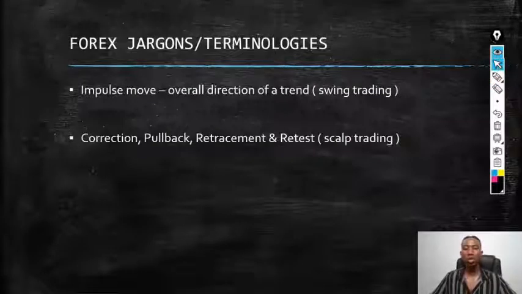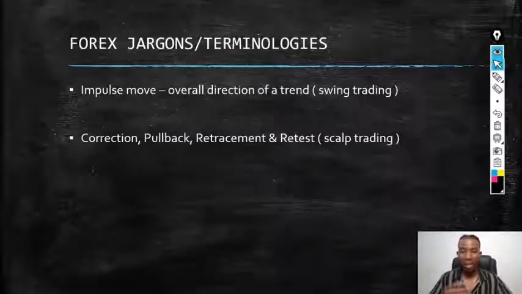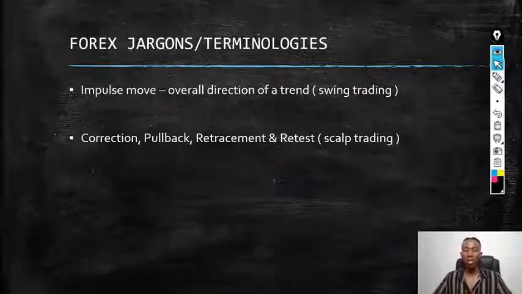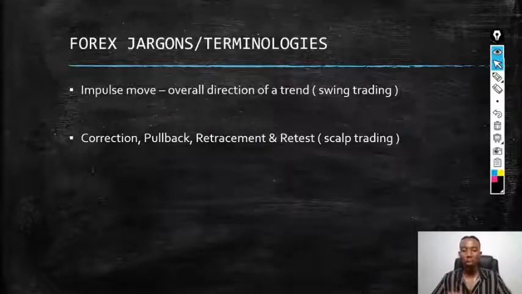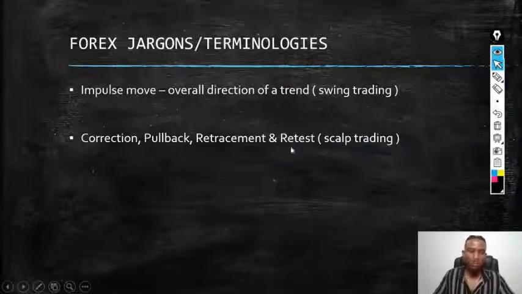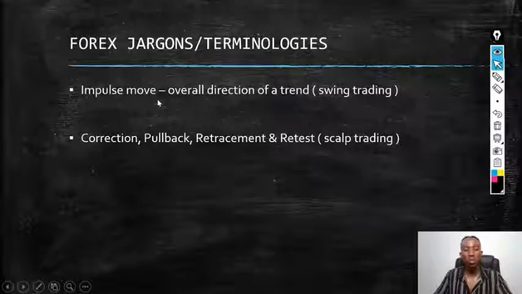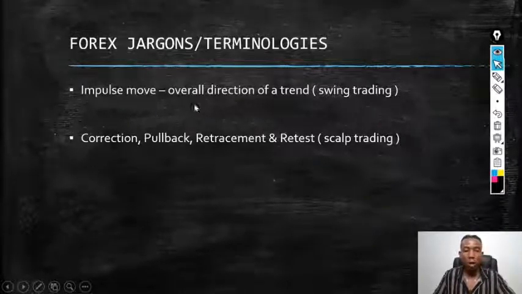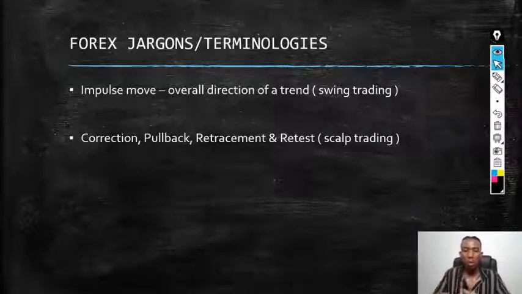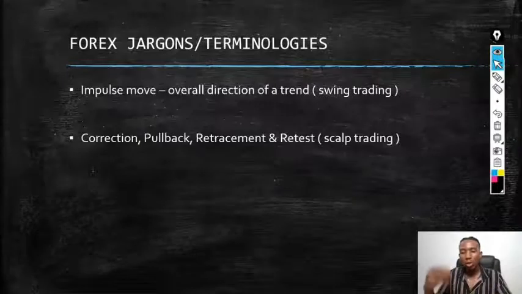So now that I just showed you how to identify an uptrend and a downtrend, I'm going to teach you some forex jargon or forex terminologies to help you understand better how to spot your uptrend and a buy trend and how to make sense of it. So firstly, I'm going to start by teaching you an impulse move. So what is an impulse move? In forex trading, we have this word called impulse move. An impulse move is the overall direction of a trend, meaning in order for you to apply an impulse move, you have to know what the overall direction of a trend is first.